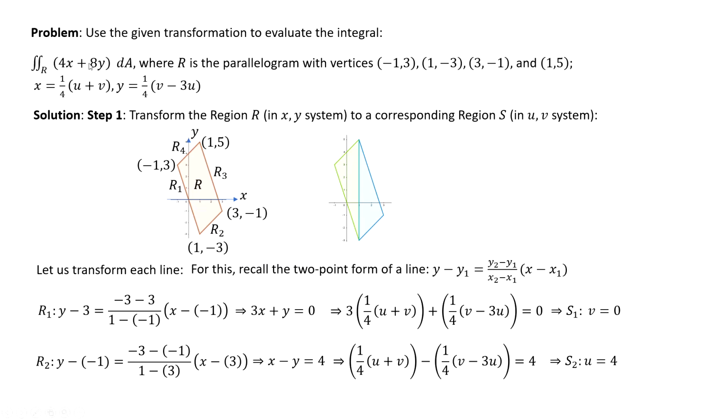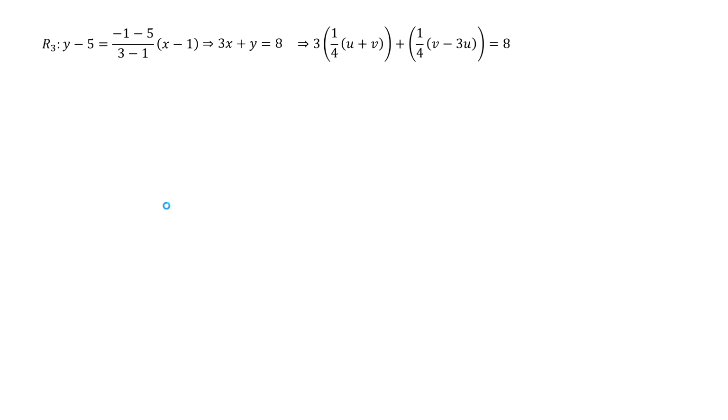To be able to evaluate this integral, we have to do this. Think of this as f of xy. We need to convert this into f of uv times the Jacobian times du dv, right? And the region needs to be transformed to S. So that's why we are proceeding in a systematic way where step 1 is we are transforming the region. Step 2 is we are finding the Jacobian.